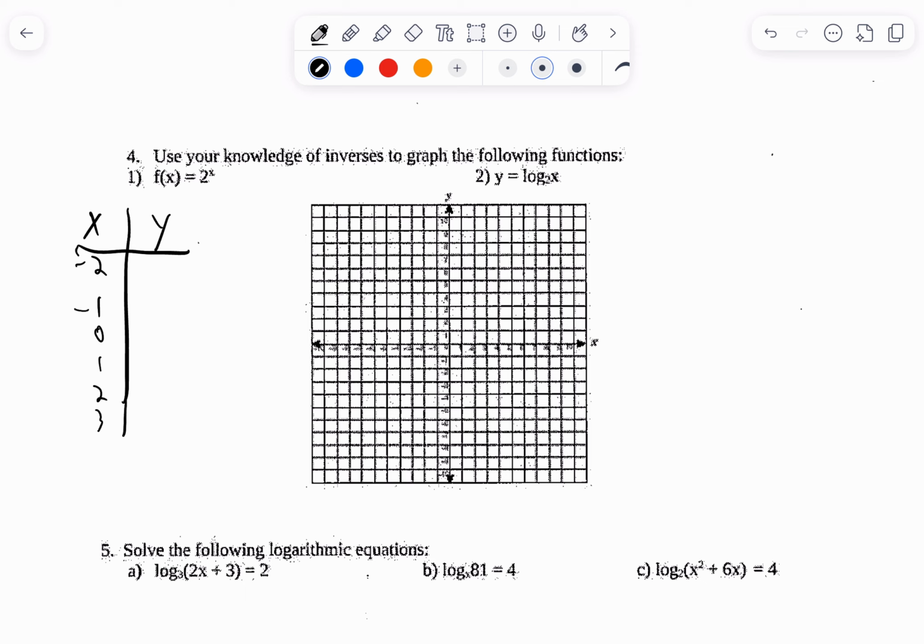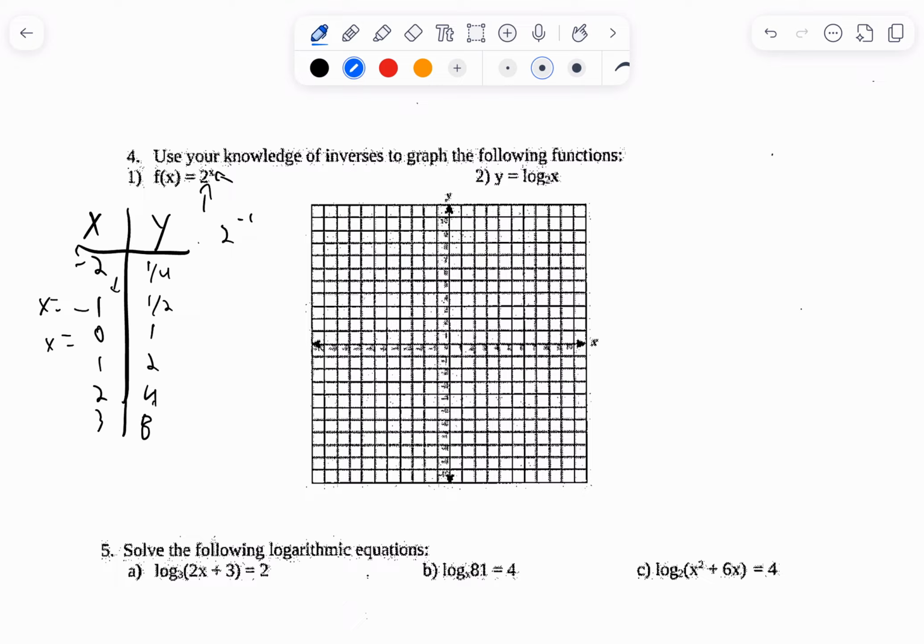Okay, so for -2, 2 to the power of -2 is 1 over 4. Since that's the function, and x is whatever x equals, x equals -1, x equals 0 for each one. So we go down to where x equals -1. 2 to the power of -1, since we're replacing x with -1, is 1 over 2. And 2 to the power of 0 is always 1. 2 to the power of 1 is 2. Then there's 4, 8, and so on and so forth.